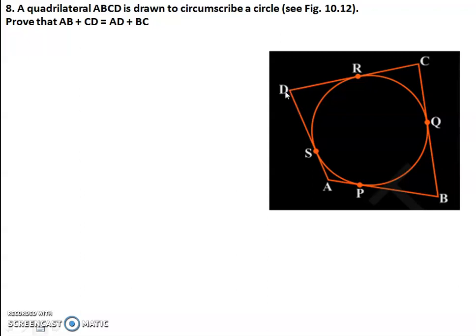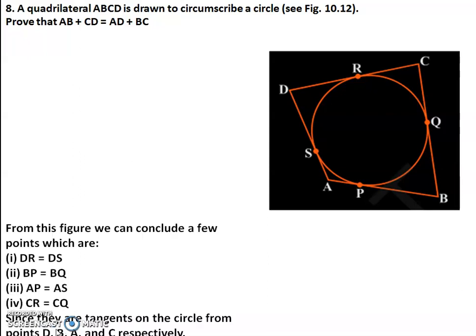We know that D is a point outside the circle. So I can say that DR is equal to DS. AS is equal to AP. CR is equal to CQ. BQ is equal to BP. Using which theorem? Theorem 10.2.